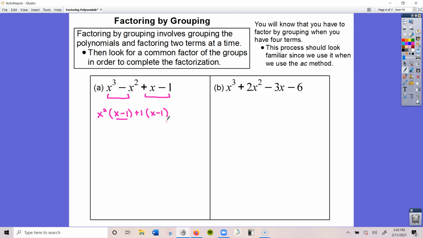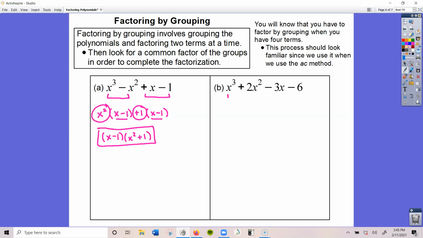When you factor by grouping, as long as what you have inside the parentheses is the same, you know that you've done this right. So our factors are x minus 1, the one that's the same, and then what's left over, so x squared plus 1. And this is in factored form.